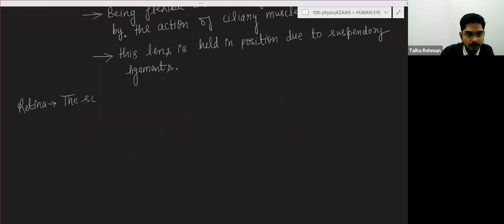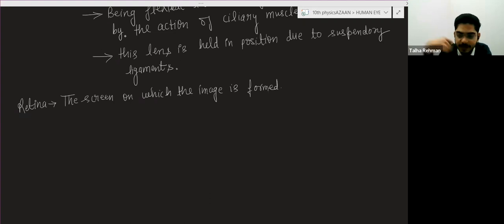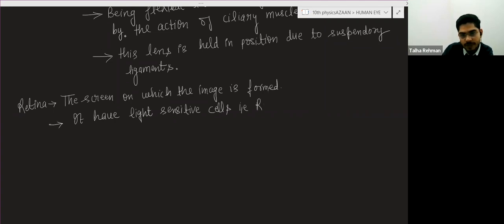The screen on which the image is formed. Okay, so basically this is a retina, and I have told you the retina has light sensitive cells. It has light sensitive cells, rods and cones.